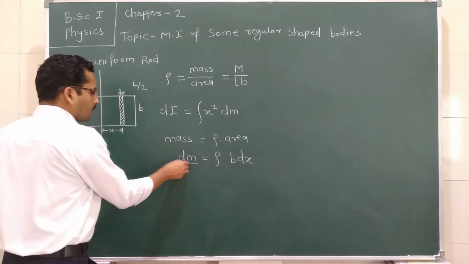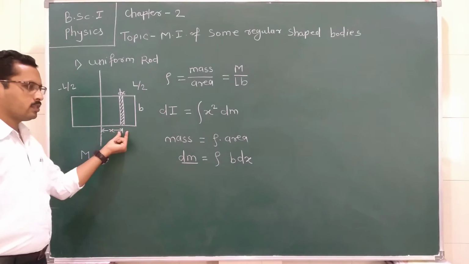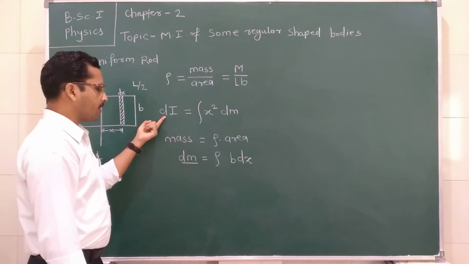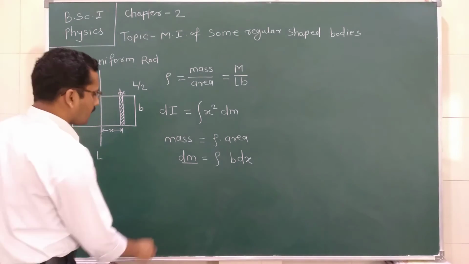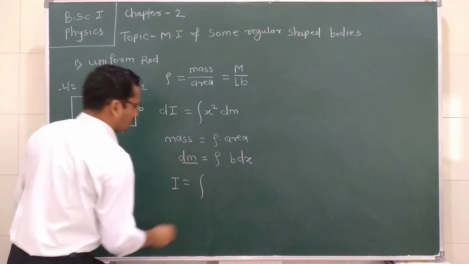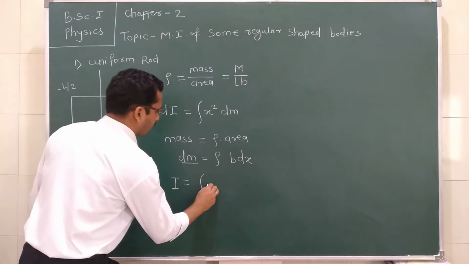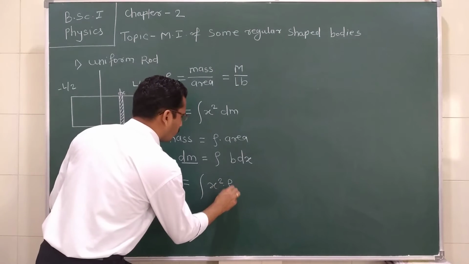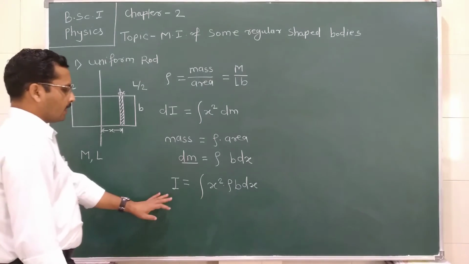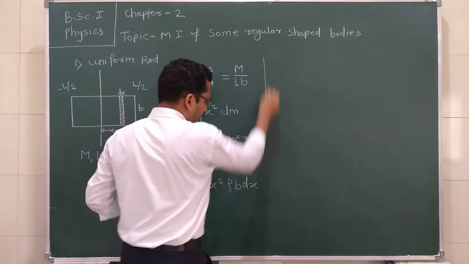This is the small mass of this strip. Now we find the moment of inertia dI. What is dI? We can write that I is equal to the integration of x square into rho into b into dx. Or we can solve this equation like this.